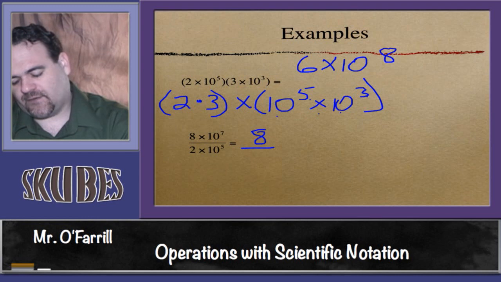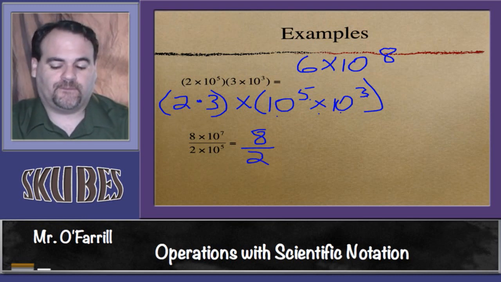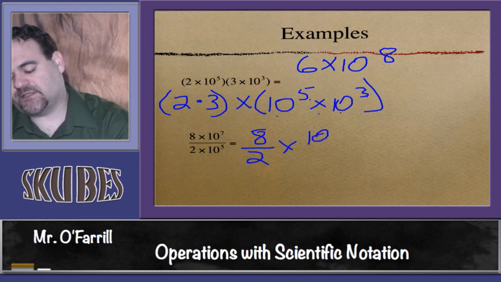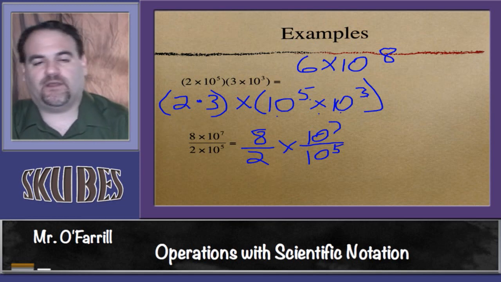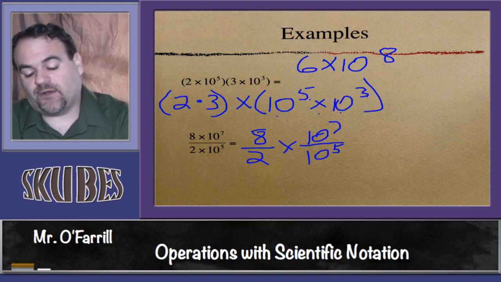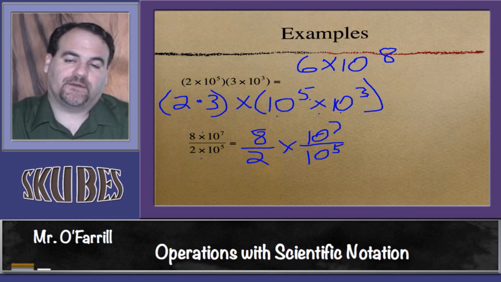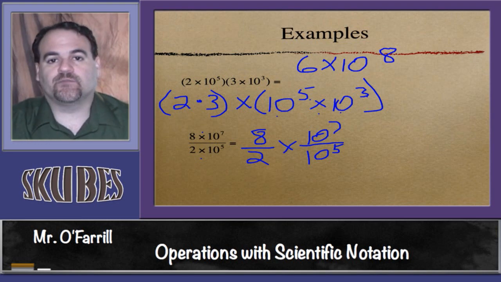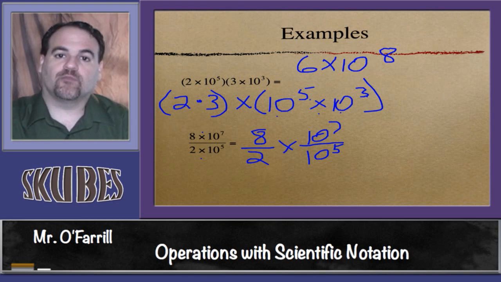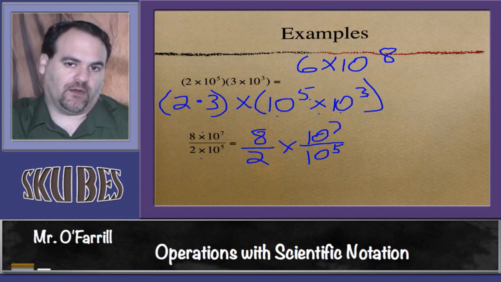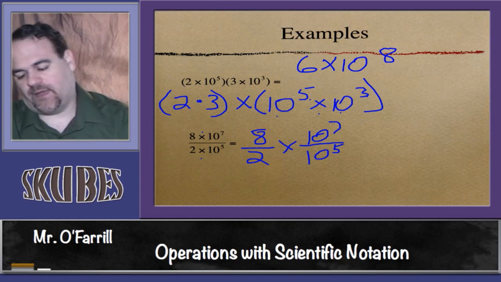We can do 8 divided by 2 times 10 to the 7th divided by 10 to the 5th. Now I want you to be very, very careful. Notice that the operations here are multiplication. You don't need to be doing this if that was addition, but everything here is multiplication on top in the numerator of the fraction, and it's all multiplication in the denominator of the fraction as well. Okay? You want to remember that.